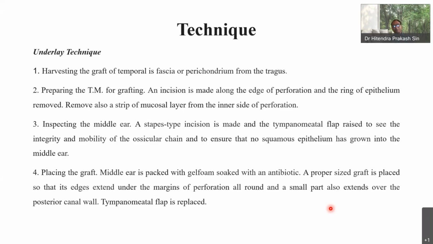We inspect the middle ear, we raise the flap, inspect the middle ear and inspect the mobility of the ossicular chain, and we ensure that no squamous epithelium has grown into the middle ear. Then we do an underlay grafting. We pack the middle ear with gel foam. A proper size graft is placed so that its edges extend under the margins of perforation all around, and a small part also extends over the posterior canal bone.